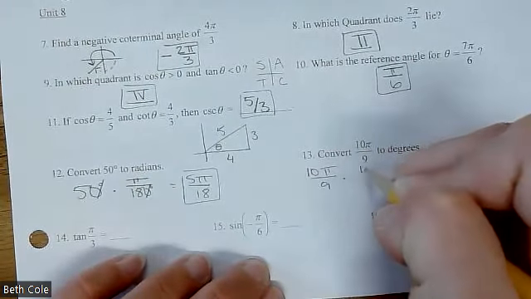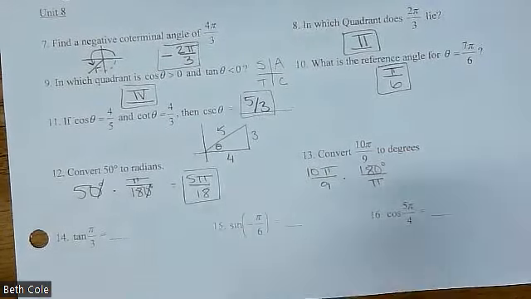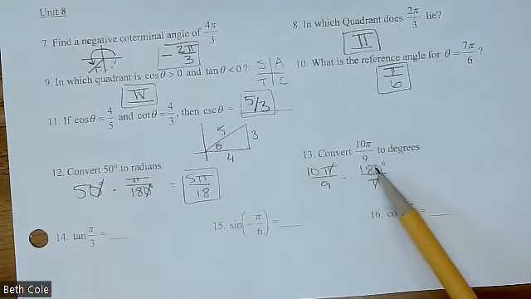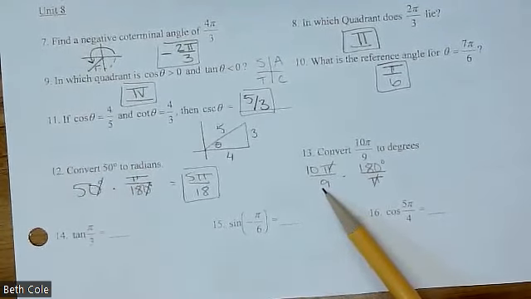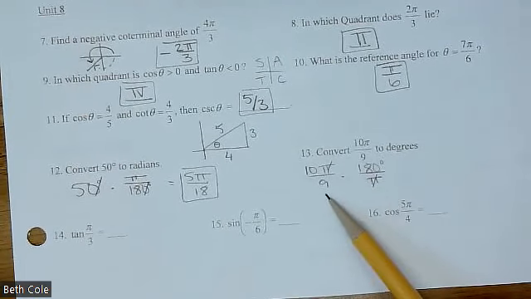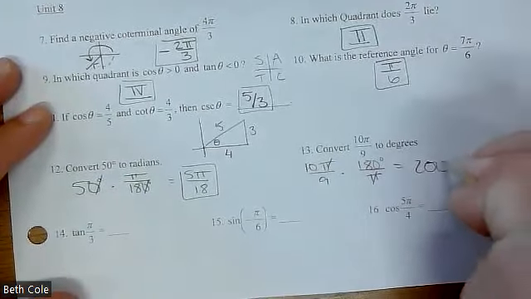Same thing, but you're going to multiply 180 over pi, and the pi's cancel out. Now, the way I coached you through doing this way back when was take the 180 and divide by 9 first, because if you divide first, it makes your numbers smaller, and that's better. 180 divided by 9 is 20, times 10 is 200.